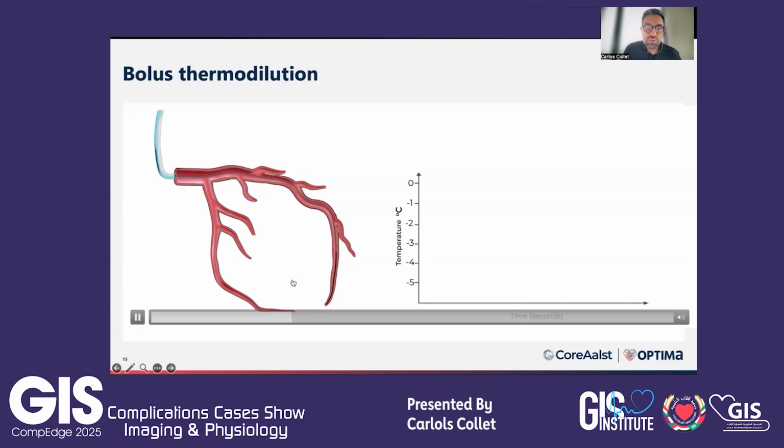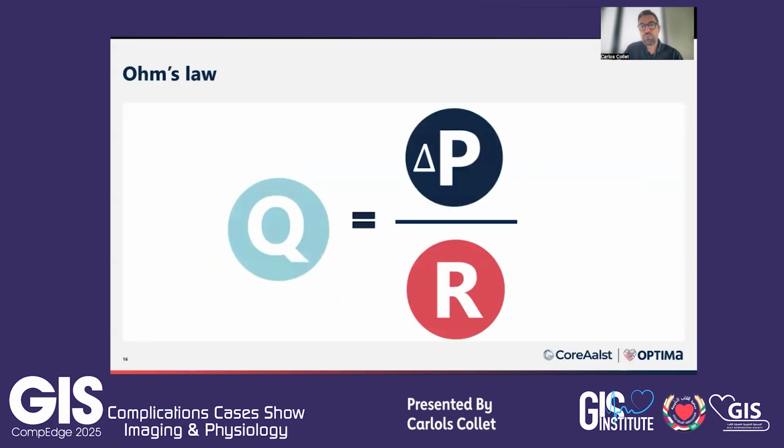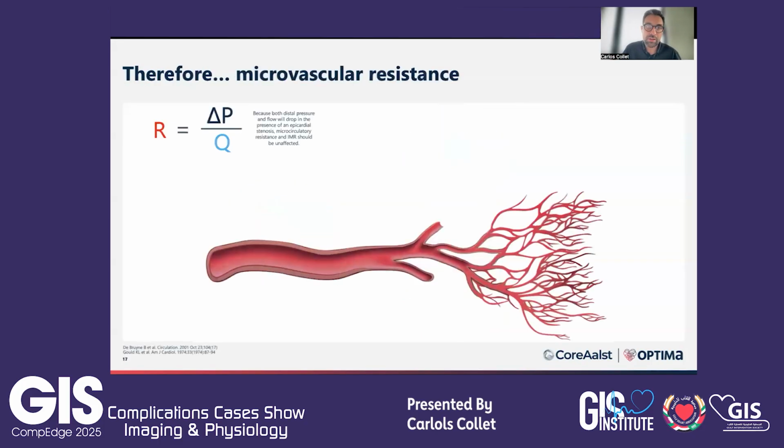And here you will see that we inject a bolus of water. Every time that we inject water, we see a deflection in the temperature because the water is cooler than the blood. And that generates these deflections on the negative side. Then we just measure the time that it takes between the proximal and the distal deflection of temperature, and we call that transit time. I'm going to come back to that in a second.